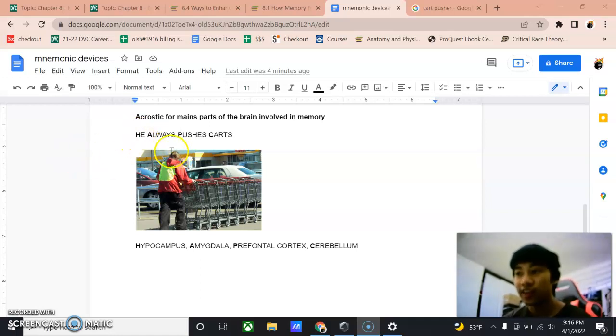So the H in "he" stands for the hippocampus, the A in "always" stands for the amygdala, the P in "pushes" is for the prefrontal cortex, and the C in "carts" is for the cerebellum.